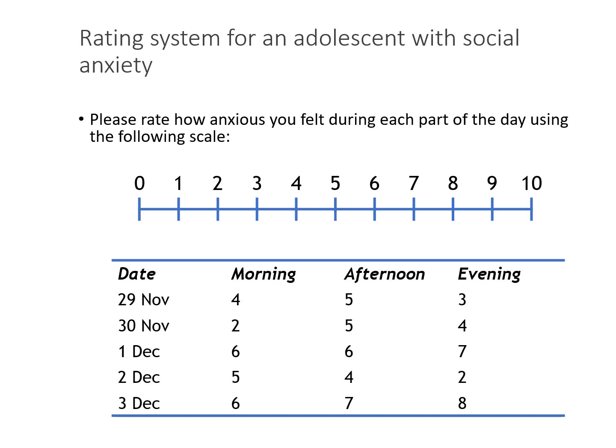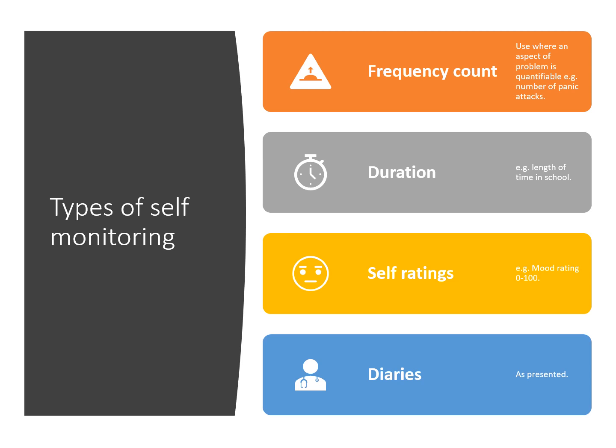So the types of self-monitoring are usually to do with frequency counts. So how many times during the day did I feel like making myself sick or have a panic attack, etc. How long it lasted, so the duration. Self-ratings, again, this scaling notion, the thermometer notion, and keeping diaries. And we have lots of those in the resources that I'm going to recommend here.